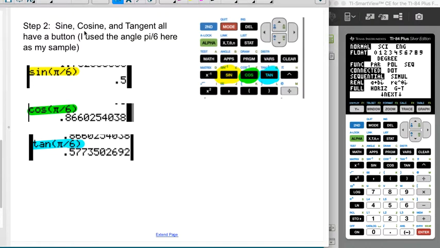Sine, cosine, and tangent all have buttons. You can see them right here, sine, cosine, and tangent. For instance, sine of pi over 6, if I'm in radian mode, is 1/2. Cosine of pi over 6 would be root 3 over 2, and you could type that in your calculator and you'd get that value. Tangent of pi over 6 should be sine over cosine, so it should be root 3 over 3, and if you type that in your calculator, that's what you'd get. So there's a sine, cosine, and tangent button. The biggest thing is you just have to be in the correct mode.